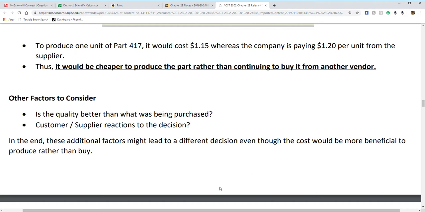Sometimes it's best just to keep the relationship. Sometimes you didn't like the supplier, so might as well make it. It's whatever. So, they're going to look at more factors. Again, all we do is tell them, this is what it is. If you buy it, this is how much it costs. If you make it, this is how much it costs. And by this analysis, it shows it's cheaper to produce.